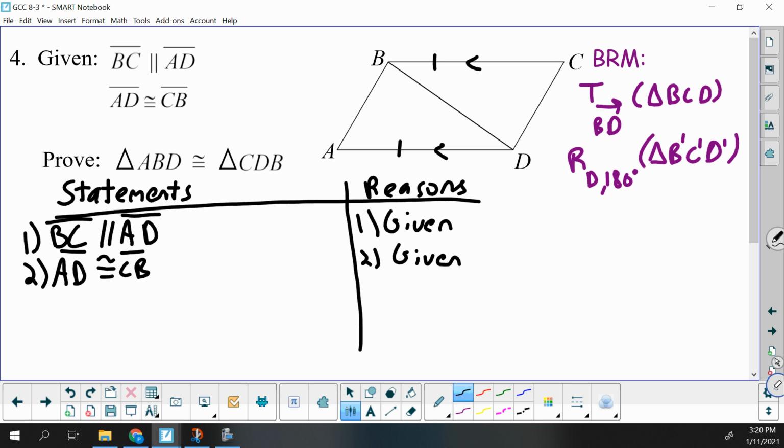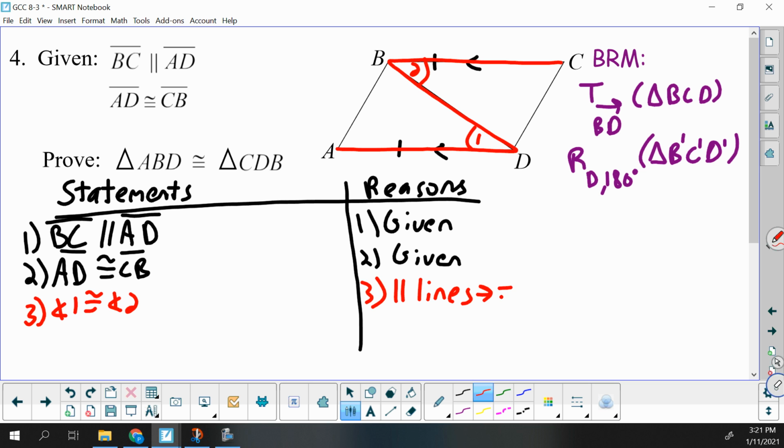So from our parallel, let's do our zigzag. The flat part of the zigzag should be the parallel lines. So let's number those angles because we can't just call them B and D because there's multiple angles there. So we'll have angle 1 congruent to angle 2. And that's our parallel lines implies congruent alternate interior angles.